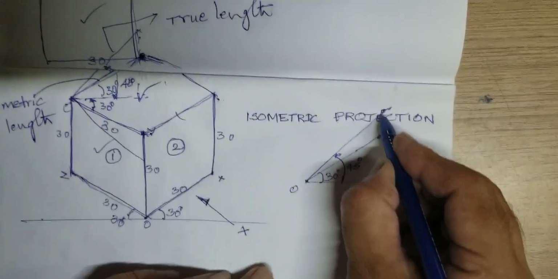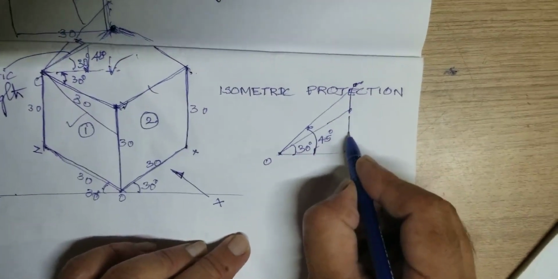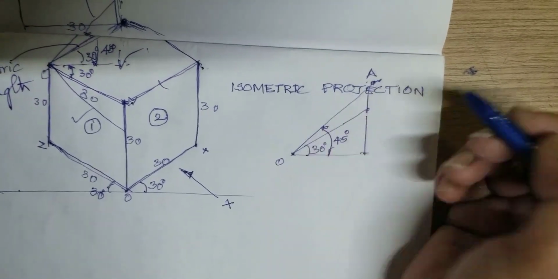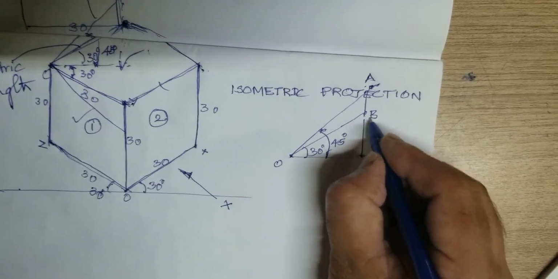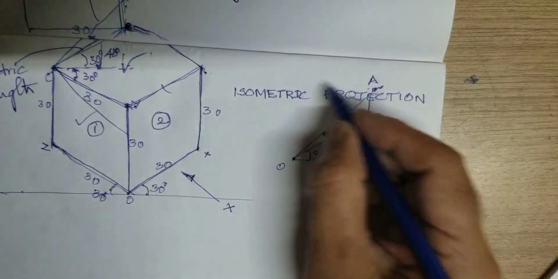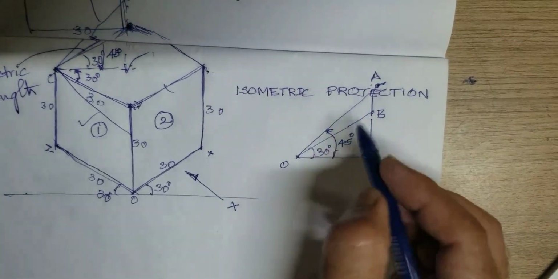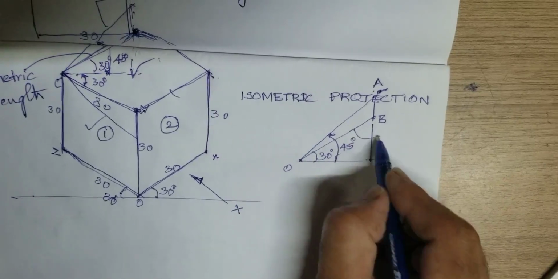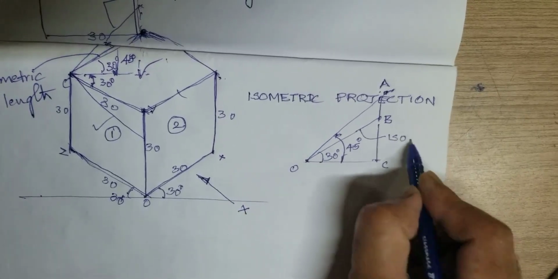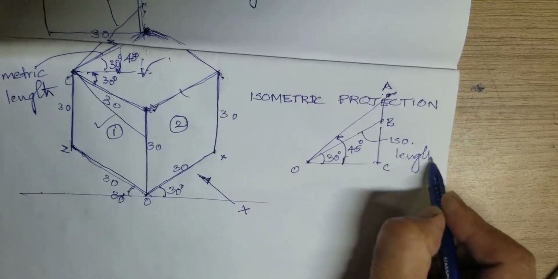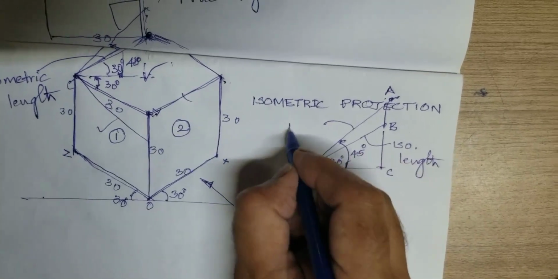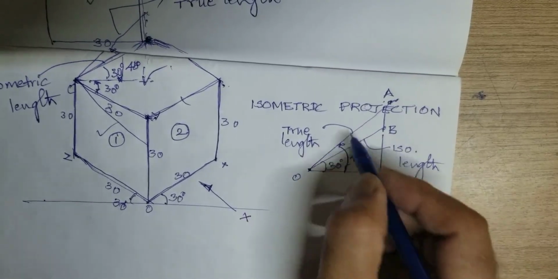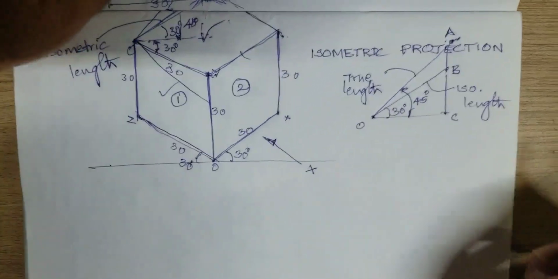See here. Now I am drawing the line as I am showing here. This point I am marking as A, this point as B, this point as C. I would like to make an analysis on this. What analysis? We know it is an isometric length. Iso length I am writing. It is a true length. Now I would like to see what is the difference between iso length and true length.